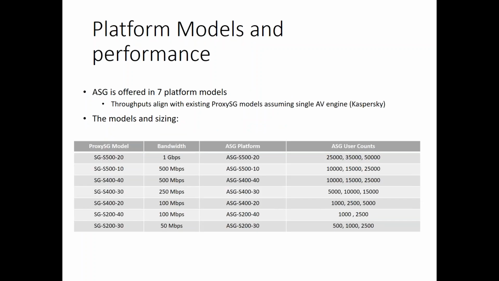So what they've done here is they've matched the ProxySG model with the similar ASG platform in terms of the bandwidth and the overall user counts. So again, starting at the top end, the SG520 and the ASG 500-20 both support 1 gigabit, and you can see that they start from 25,000 users up to 50,000 users. And again, going right back down to the low end, you have the SG230 and the ASG230, 50 megabits, and you can start with as little as 500 users and ramp that up by a licensing upgrade to 2,500.